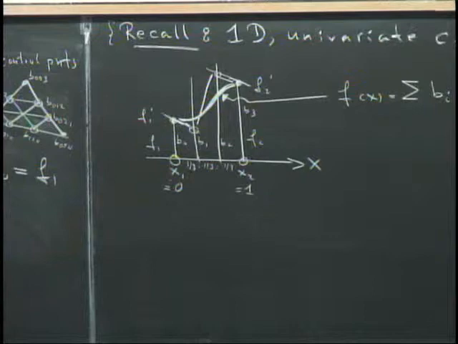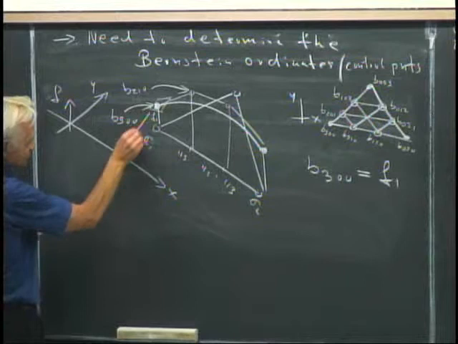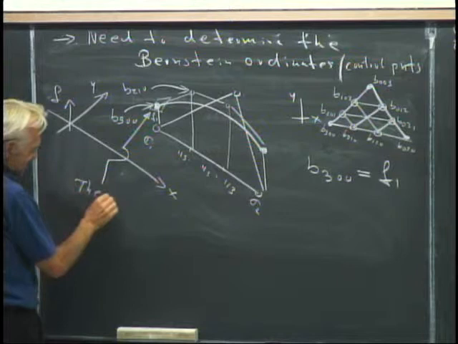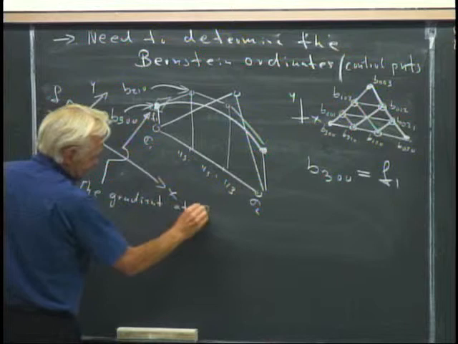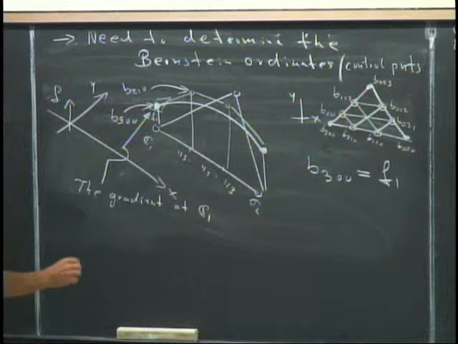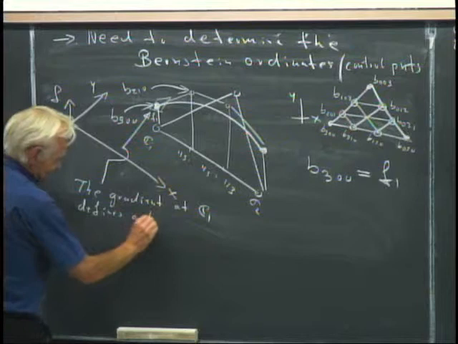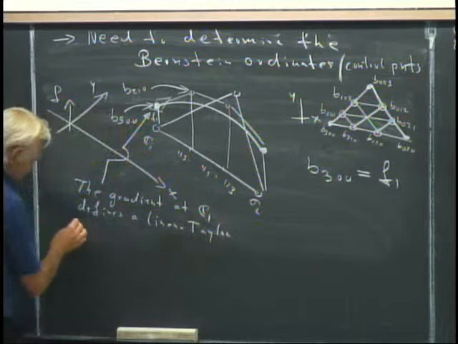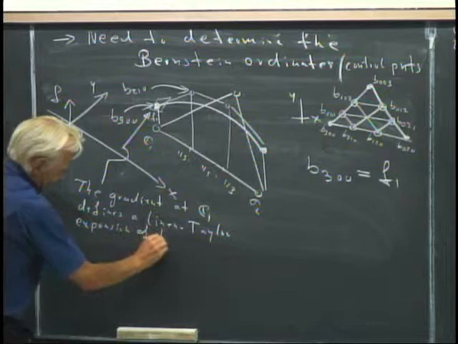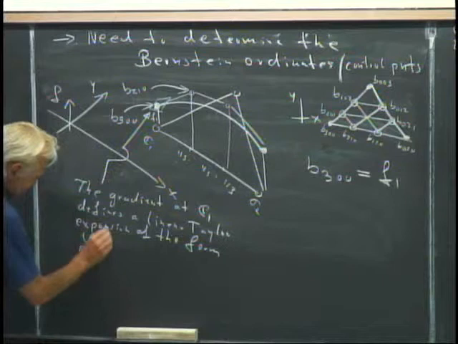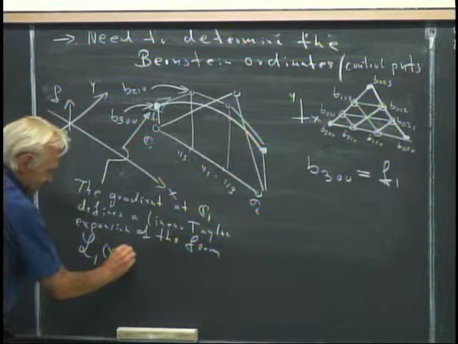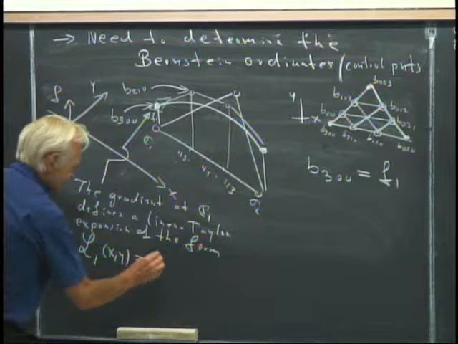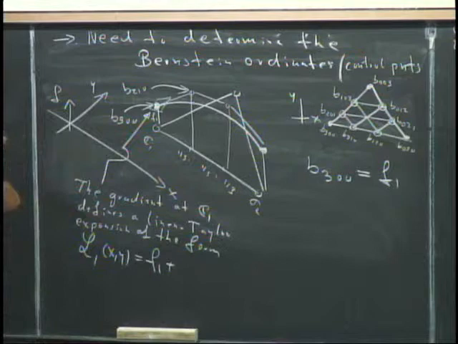So here, the tangent plane, let's say that in words: the gradient at C1 implies a linear polynomial, a linear Taylor expansion at that point. It defines a linear Taylor expansion of the form, I just call it L for linear, L1, 1 for corner 1, and this is a function of xy. It will be a plus bx plus cy of that form, but the a part is the function value there, it's f1 plus, and the derivative is, what is it?